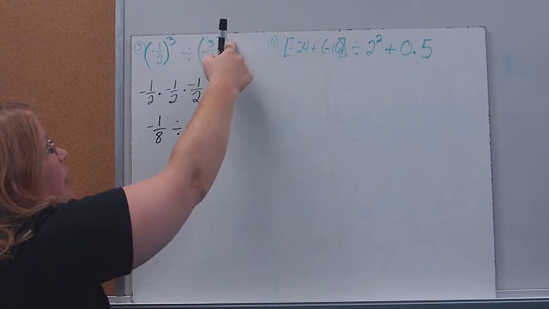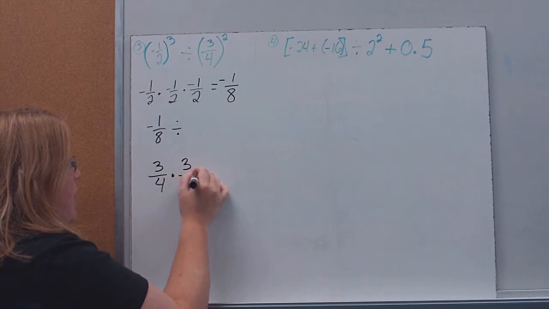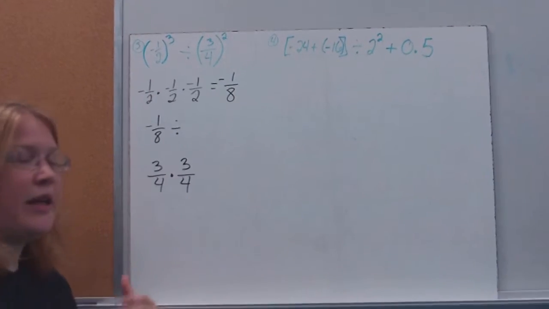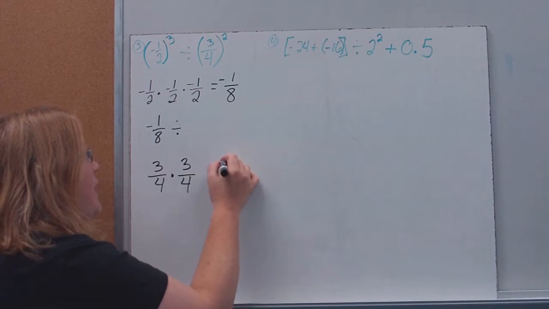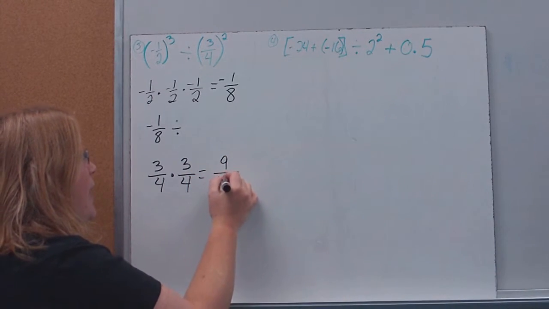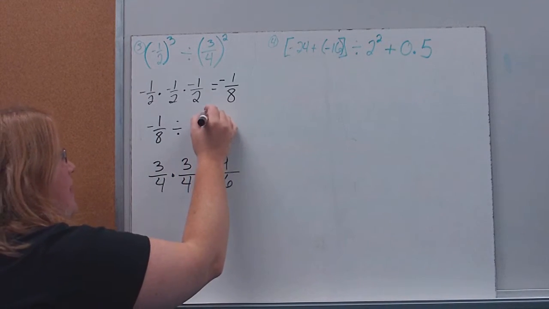Now I want to take 3/4 and square it. And again, write it out so you don't get confused. What I'm saying is I want 3/4 times 3/4. So we multiply our tops, which gives me 9. Multiply our bottoms, which gives me 16. So I wind up with 9/16.